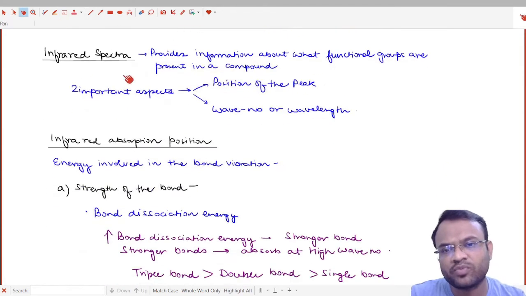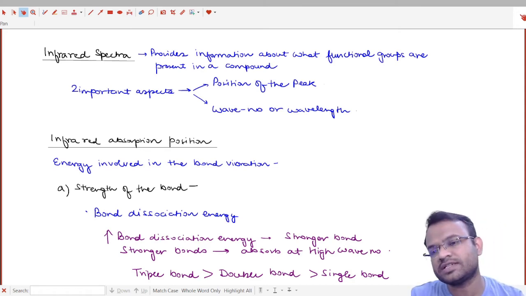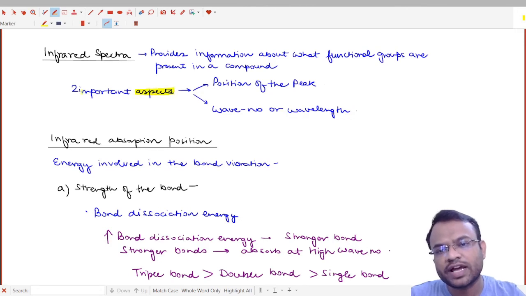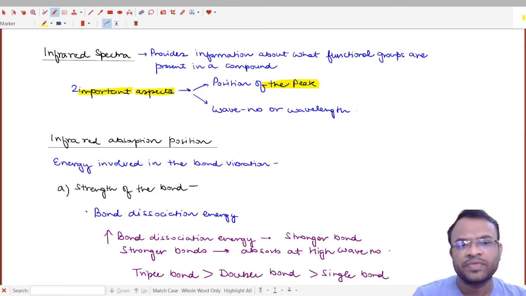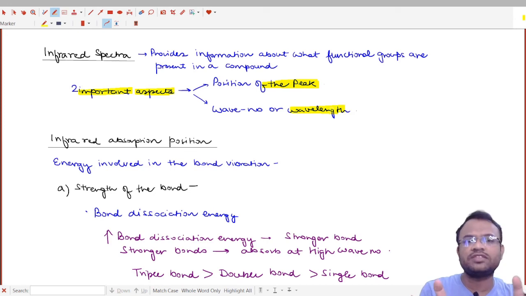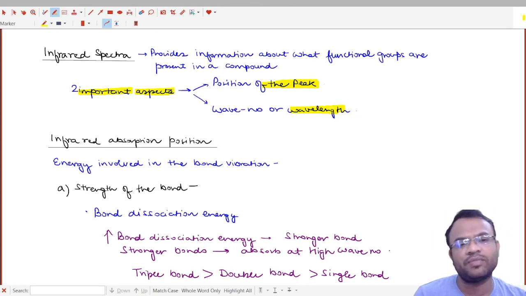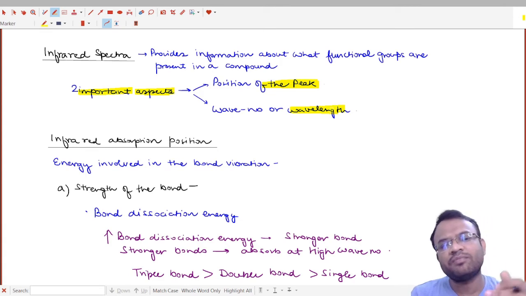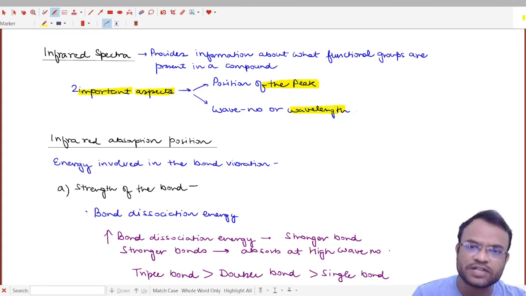Now let us move on to the next important point, and that is infrared spectra. Infrared spectra has two important aspects. What are these two important aspects? The first is the position of the peak, that means at what wavelength the peak is present. And the next thing is the intensity of the peak. Understand that wave number is just the inverse of wavelength. So the position of the peak and its intensity are two very important aspects of infrared spectra.